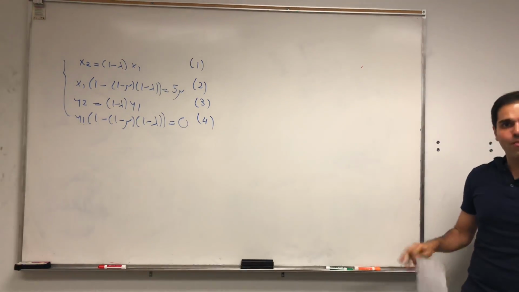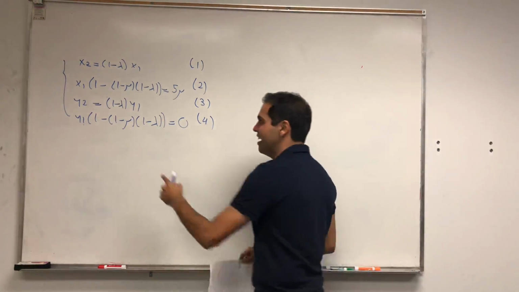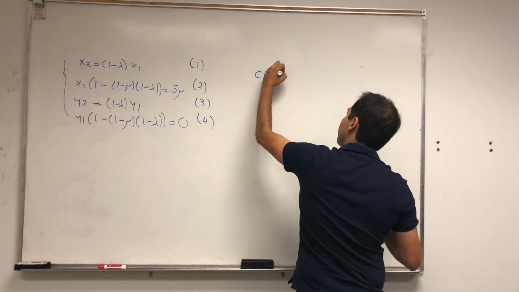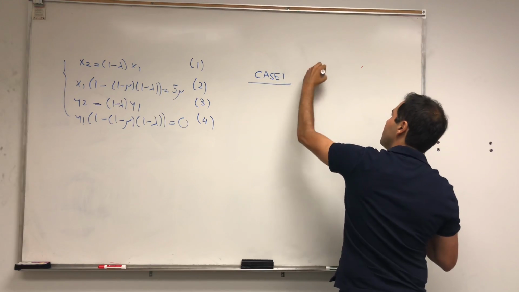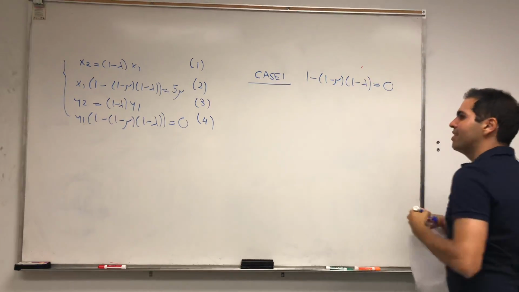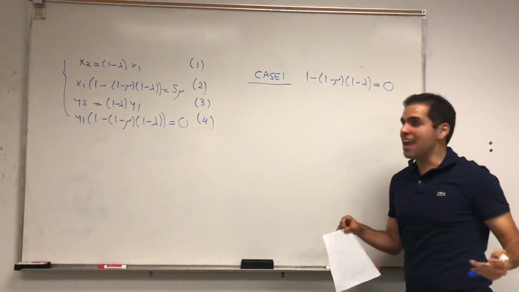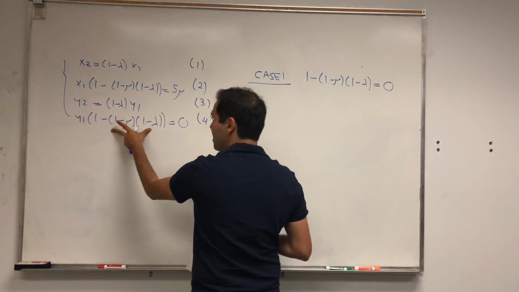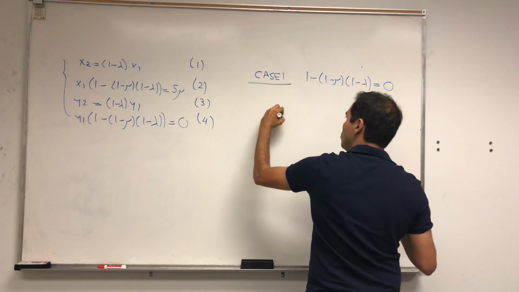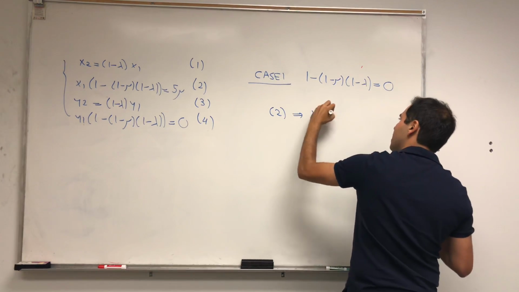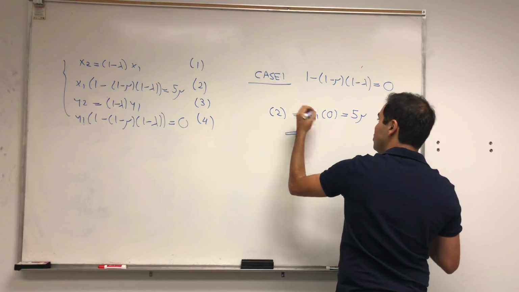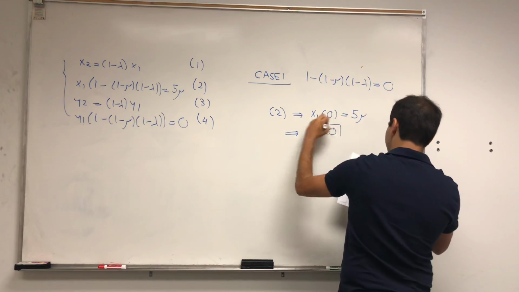Alright, now as promised, we have to deal with cases. Let's first assume this factor is 0. Case 1, assume that (1 minus nu)(1 minus lambda) equals 0. And let's just play around with this a little bit. If this factor is 0, then this factor is also 0. So 2 would imply x1 times 0 equals 5 nu. So 5 nu is 0, so nu equals 0.